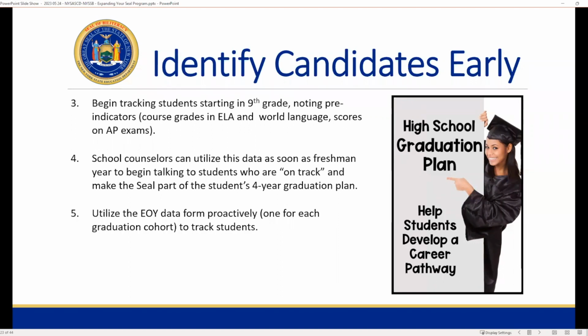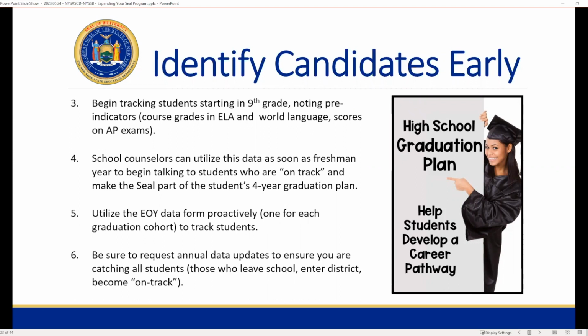We encourage you to use the end of year data form proactively. So instead of, for instance, waiting until the spring of senior year to use that form to only report students who have met the criteria, you might want to consider using an end of year data form to actually track those cohorts. And I'd make one form for each graduation cohort and then update that as students earn points.